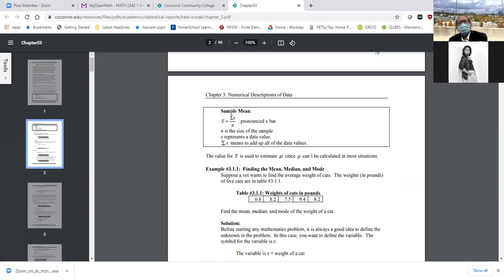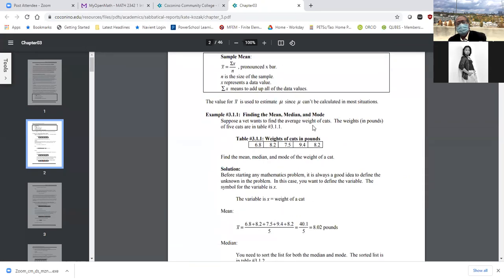The sample mean uses x bar: the summation of the data values divided by n, where n is the size of the sample. For example, if you want to find the mean, the median, or the mode of this data, for the mean you just add all of them and divide by the size of the sample, which is 1, 2, 3, 4, 5.